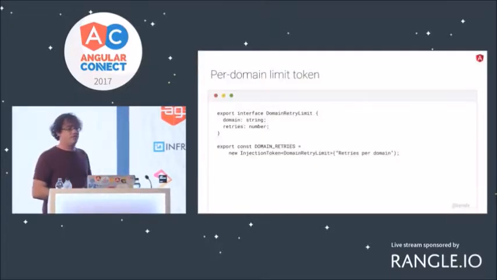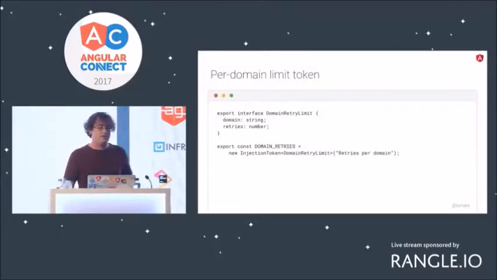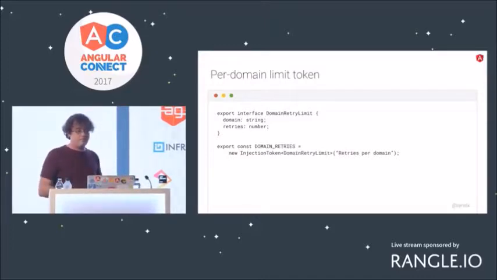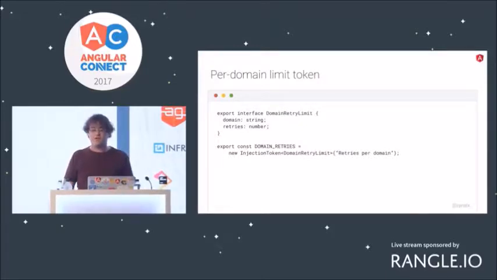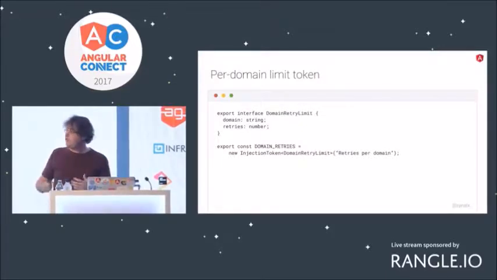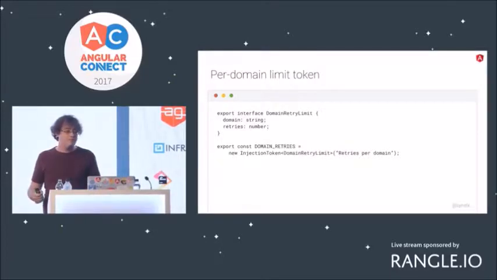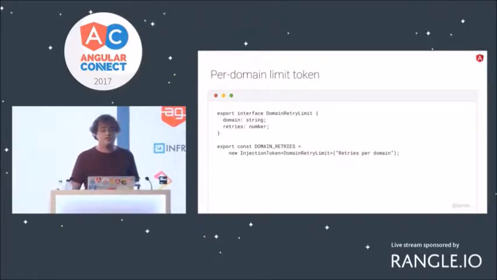So the first thing we need is a type to inject. In this case, it's going to be an interface called domain retry limit that specifies the domain and the limit. And we need an injection token for that interface because we can't use the interface directly in DI. If you notice, nothing about this token actually suggests that we're using multi-injection with it. It's completely up to the consumer to decide how to provide it.